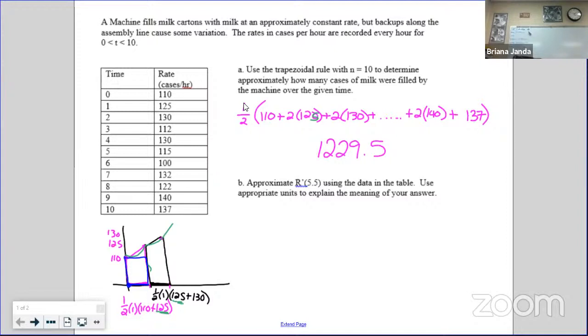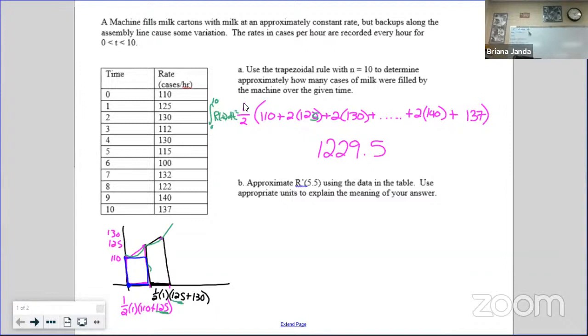And remember, what we're doing is we're estimating the area under the curve. So that's exactly what this is. It says approximately, we are estimating the integral from 0 to 10 of your rate, right? That's exactly what that is. It's just estimating it instead of using an actual integral to evaluate it, because we don't know the function. We just have some given data. Questions?